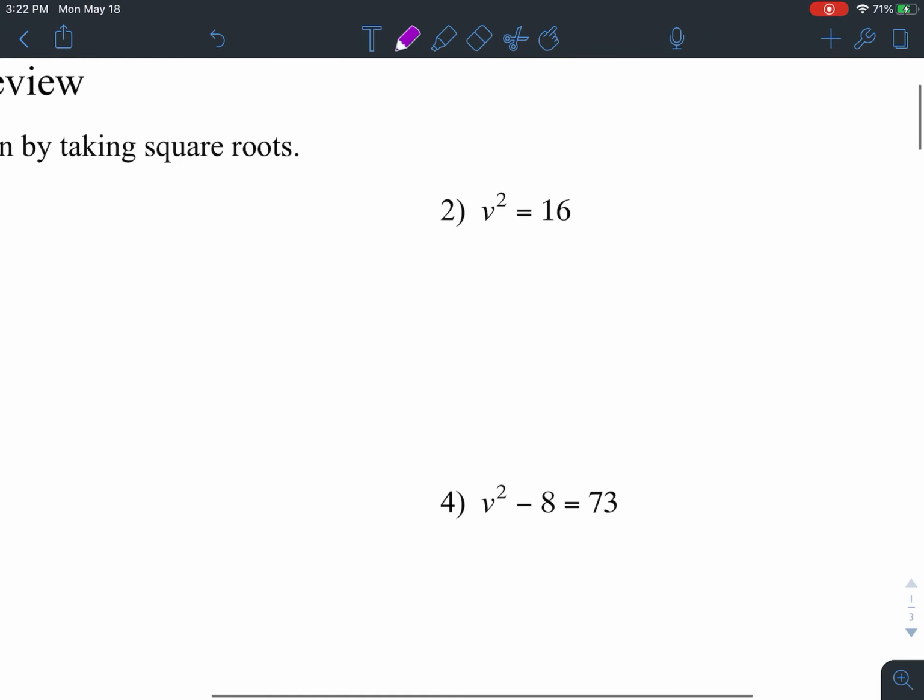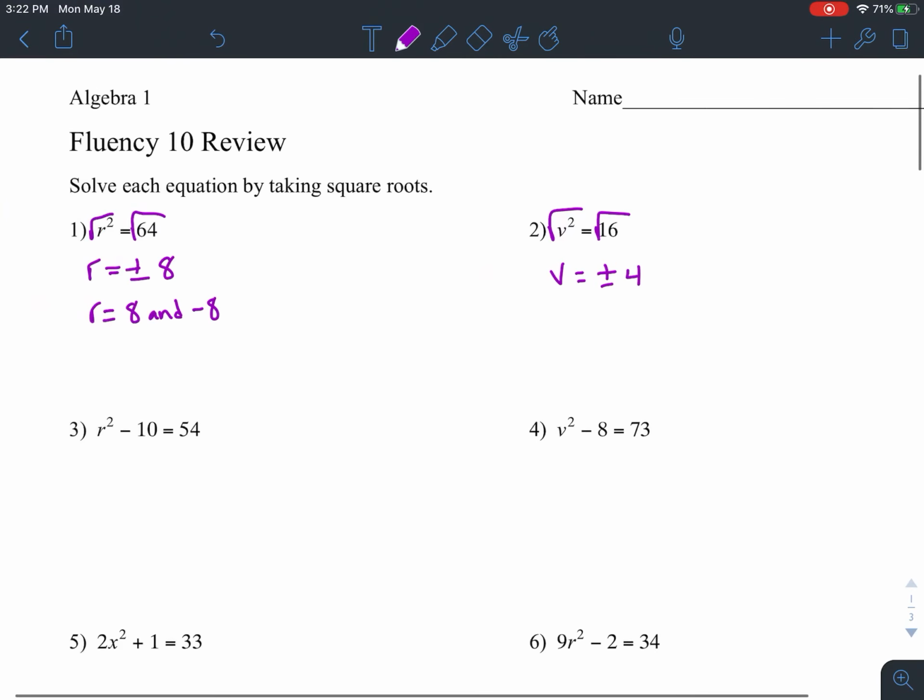Moving on. Number 2, same thing. Take the square root of both sides because I want to get the v squared by itself, so I'm left with just v on the left. Square root of 16 is a perfect square, so we can just put plus or minus 4. So 1 and 2 are super easy.